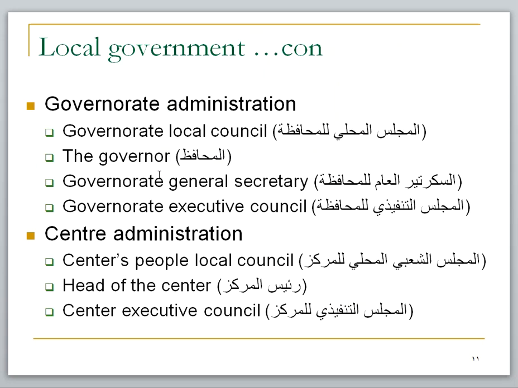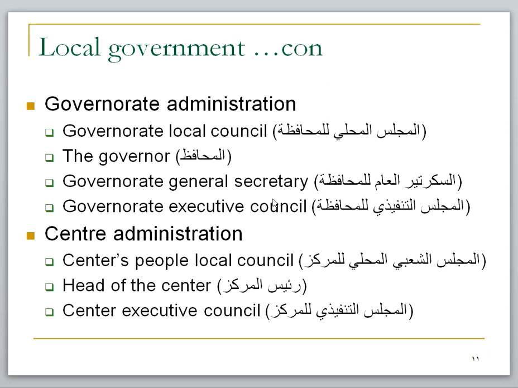Also we continue introducing the structure of the local government. The governorate level we have مجلس محلي المحافظة اللي هو governorate local council at the top level for decision making, and then below that the governor اللي هو المحافظ who is يعني of course leading the council.